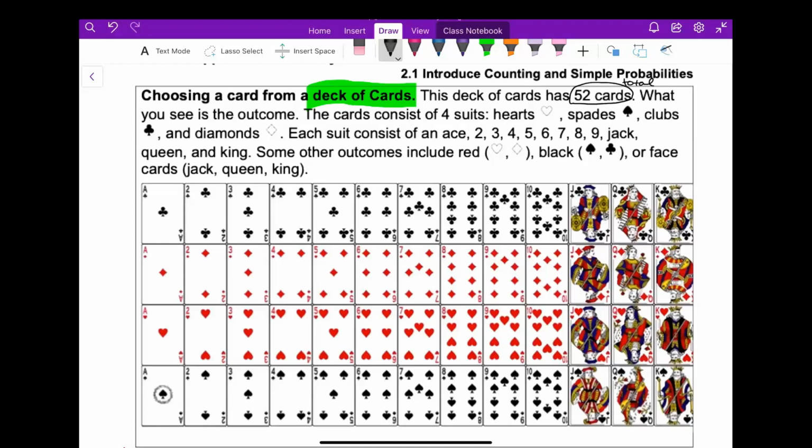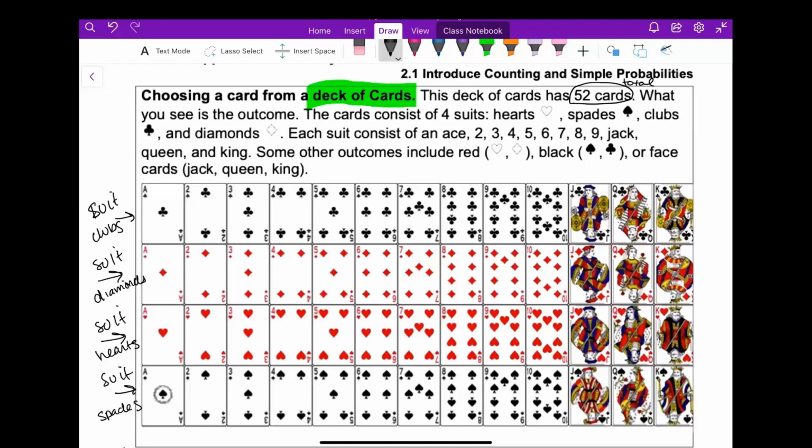And then what you're going to see is the outcome, right? So if I see the ace of clubs here, that's the outcome. The cards consist of 4 suits. Okay, so here's one suit. This is a suit. This is a suit. This is another suit. And this is another suit. What are the suits? So this is the suit of clubs. Then we see diamonds. We see hearts. And the last one is our spades.